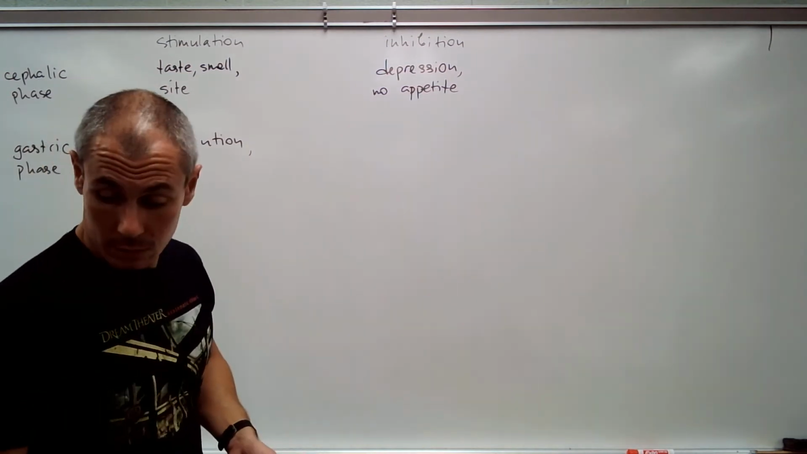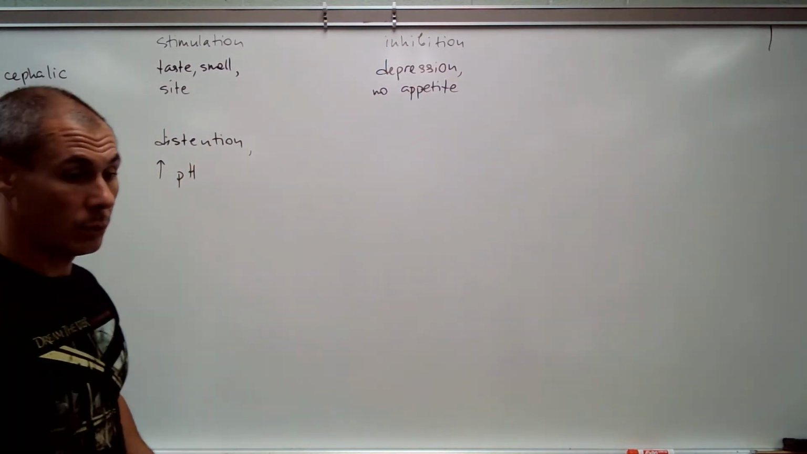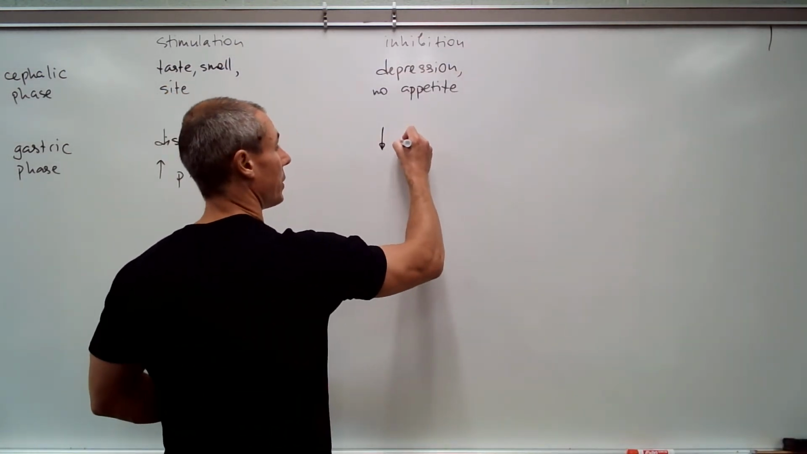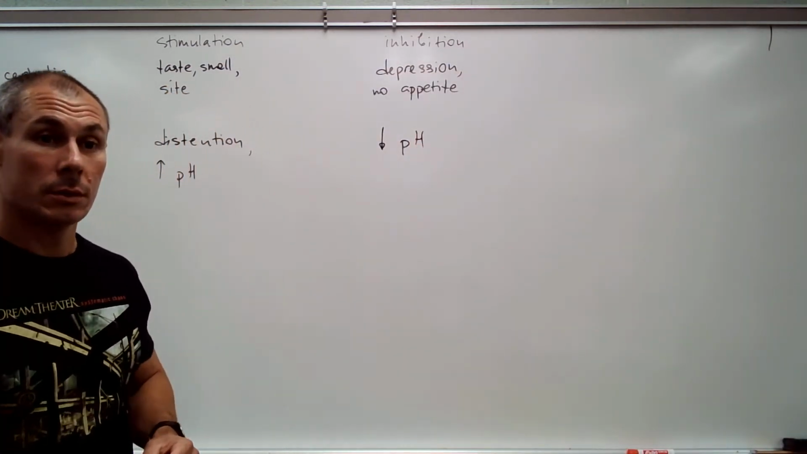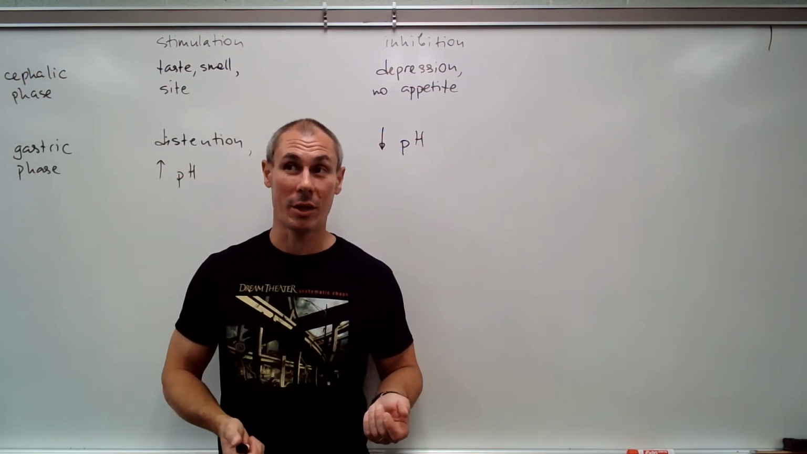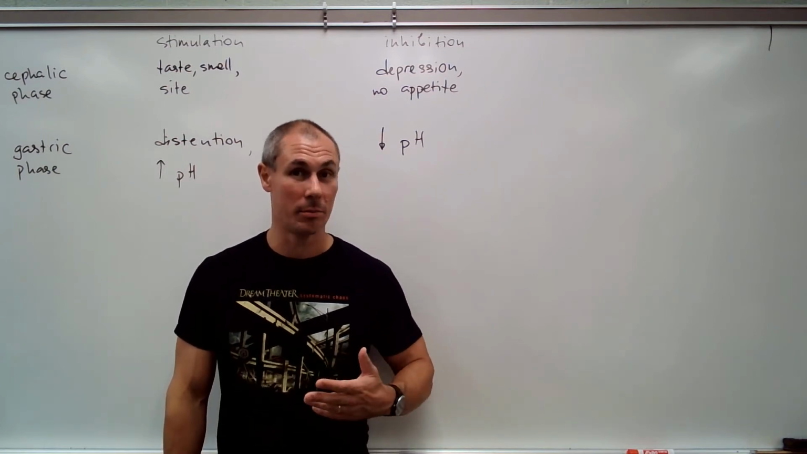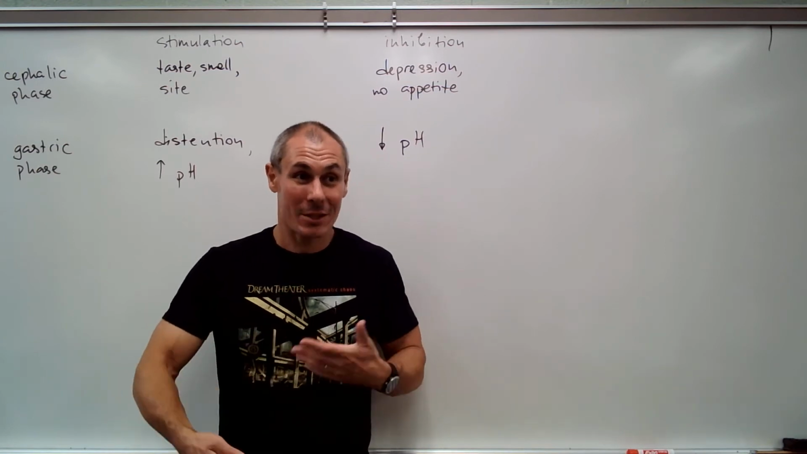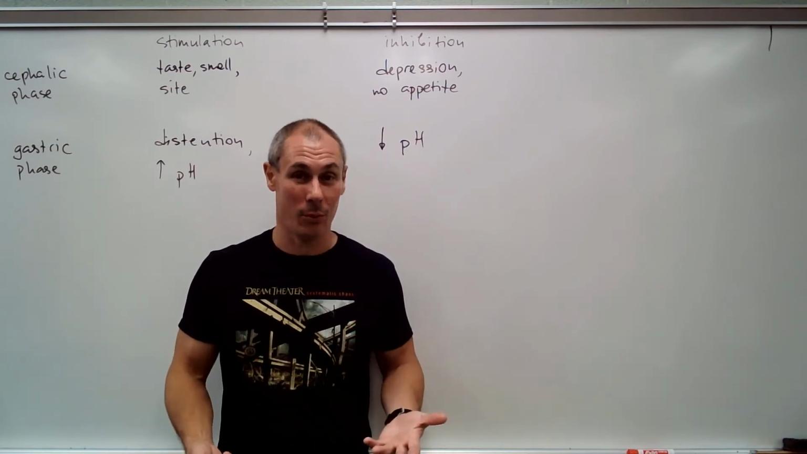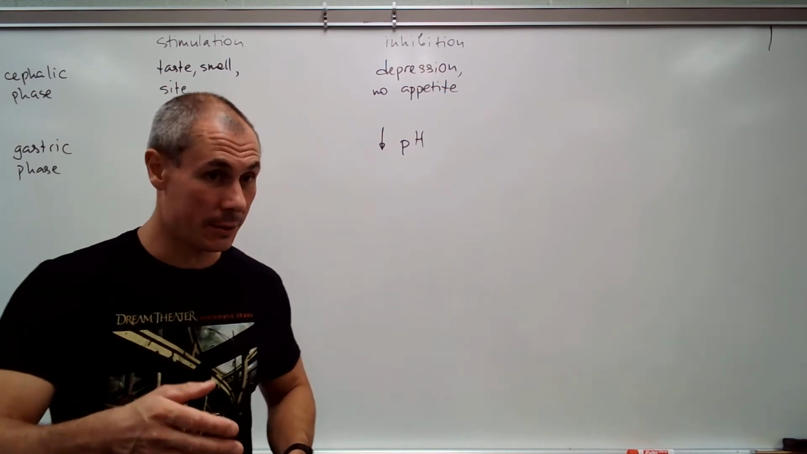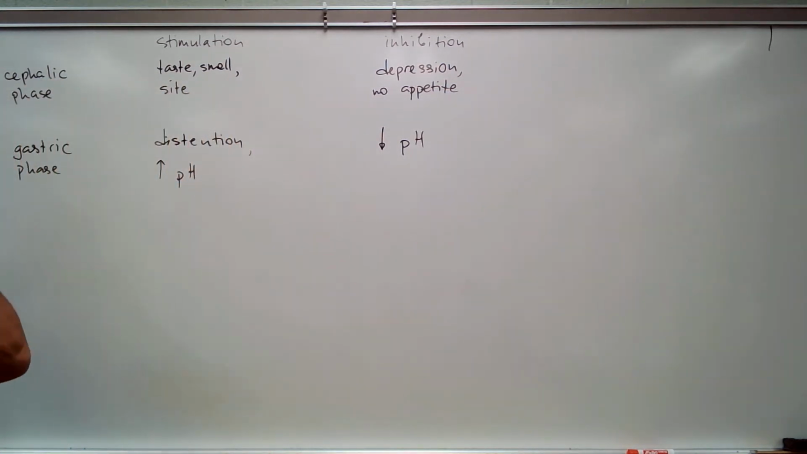Obviously, inhibition in this case will be something along the lines of decreased pH. So counterintuitively, if you drink an acidic drink like Fanta, for example, it will technically decrease the gastric activities because it's already pretty acidic. It's about pH 2 or 3. Makes sense, right?